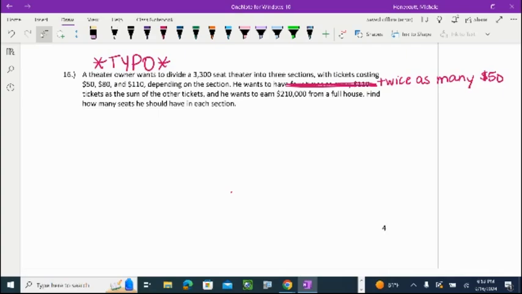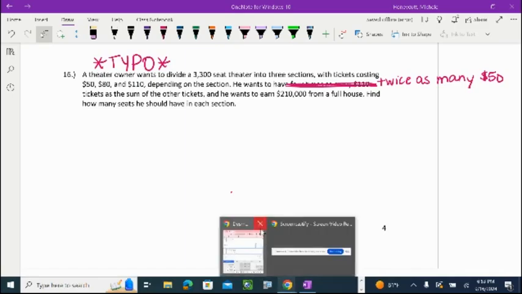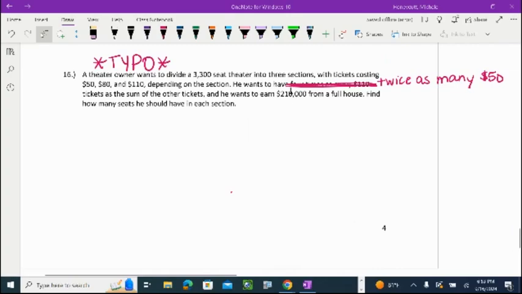Number 16 has a typo, so please make sure that you fix that. Originally I think your paper says to have 4 times as many $110 tickets. It should really say he wants to have twice as many $50 tickets. So here's what we have to do.